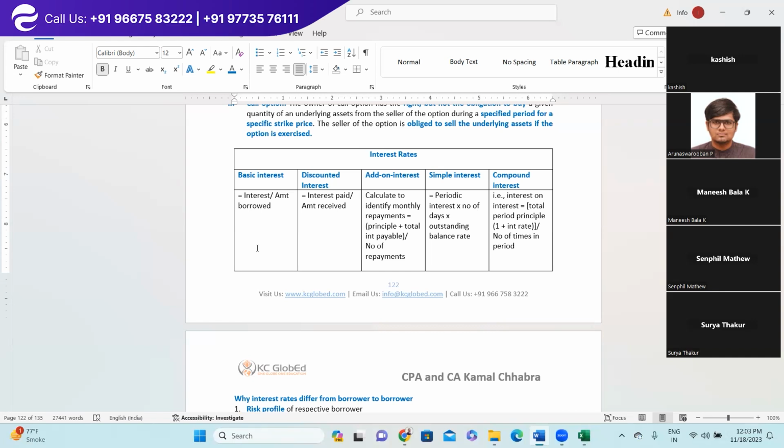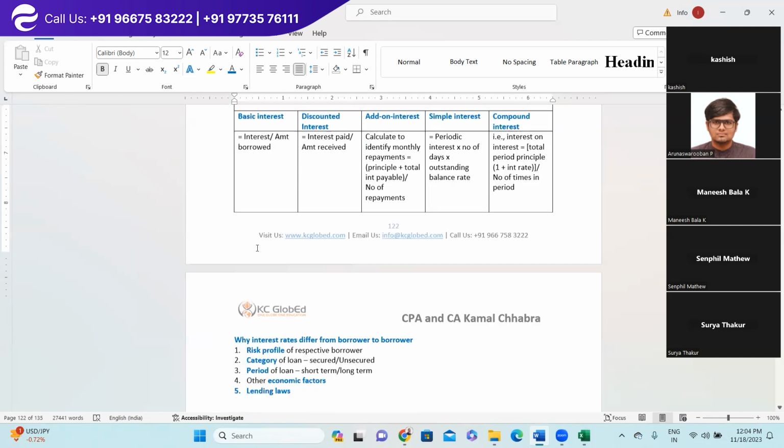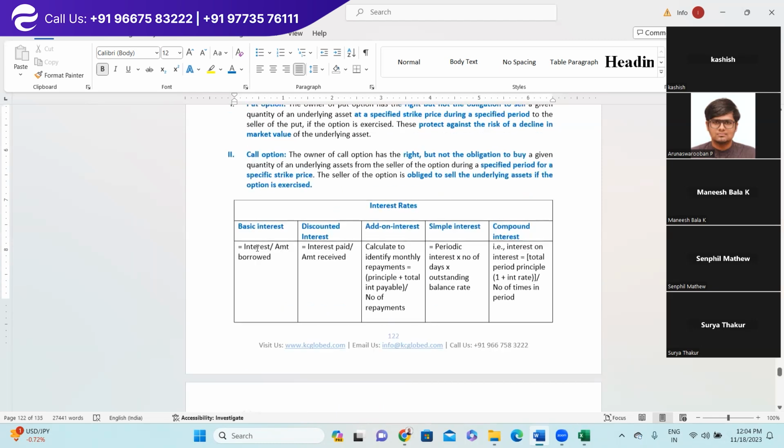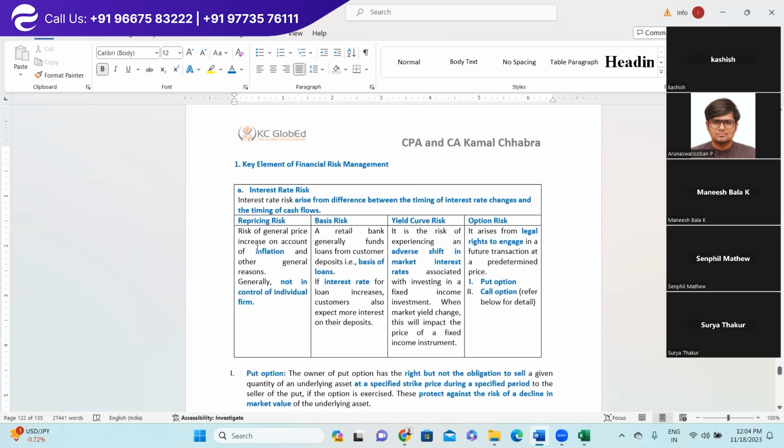rate. And compounded interest, that is interest on interest: total period principal multiplied by 1 plus interest rate divided by the number of times in the period, the number of months payment is being made, right? This is very simple. I'm sure you might have studied it in your school days, right? Hope you don't need any additional information. Clear.